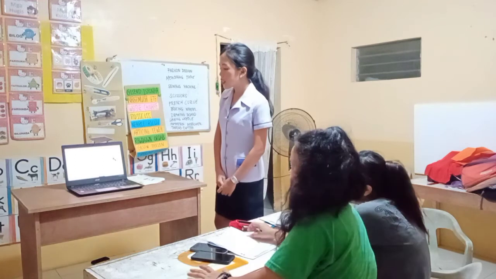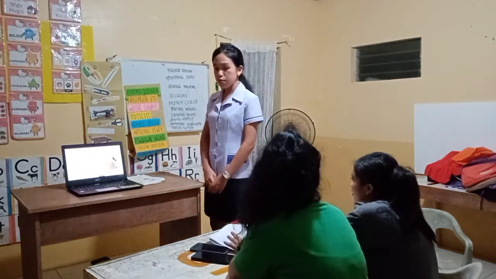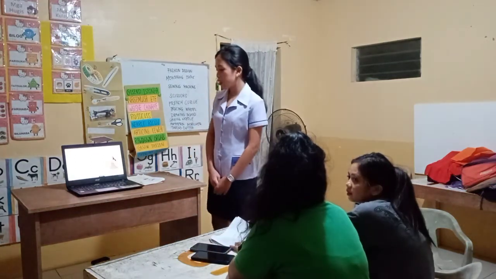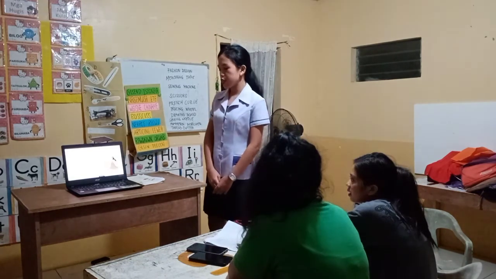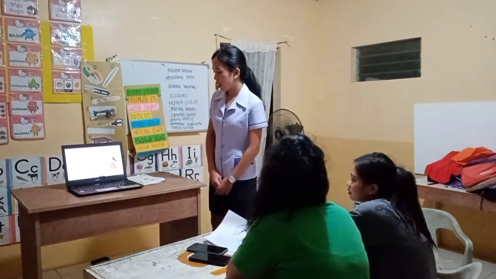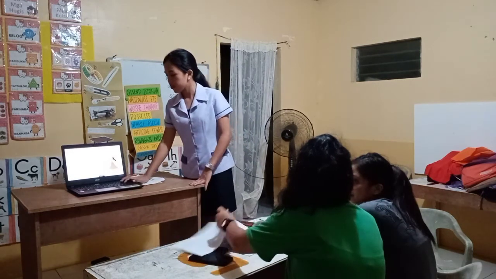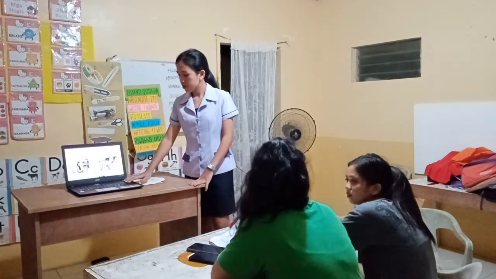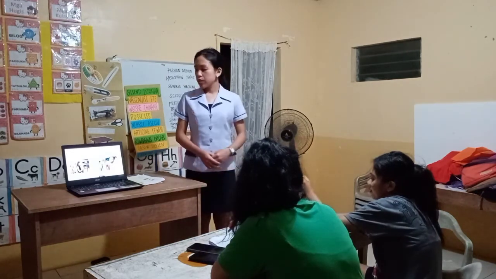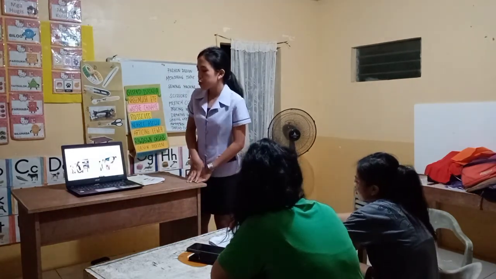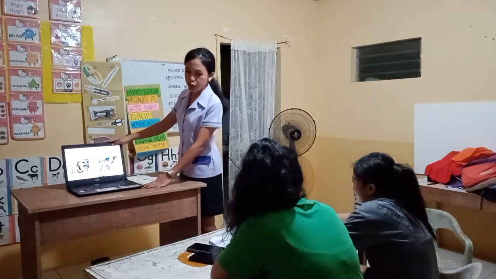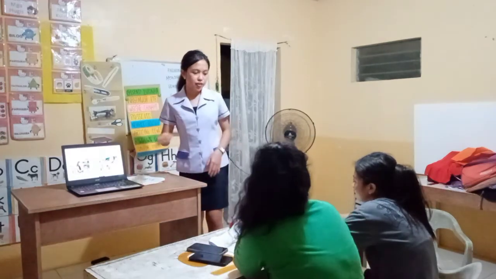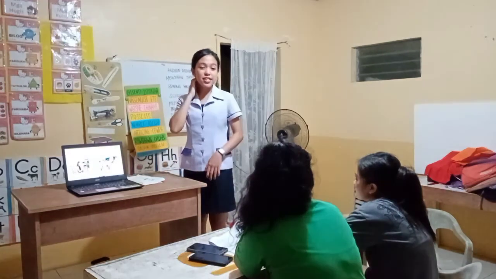Number 10, how many yards are there in 4.572 meters? It's 5 yards. Okay, that's correct. For now, what you're going to do is find and identify this picture. Write your answer in the paper.